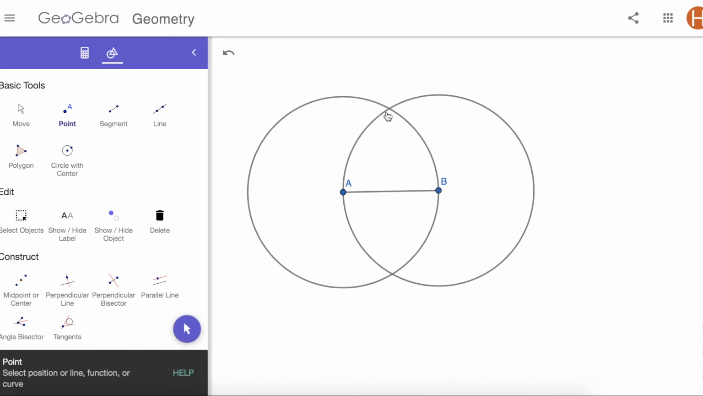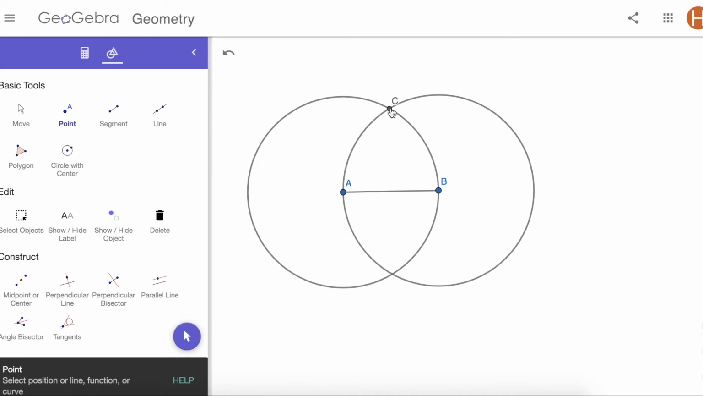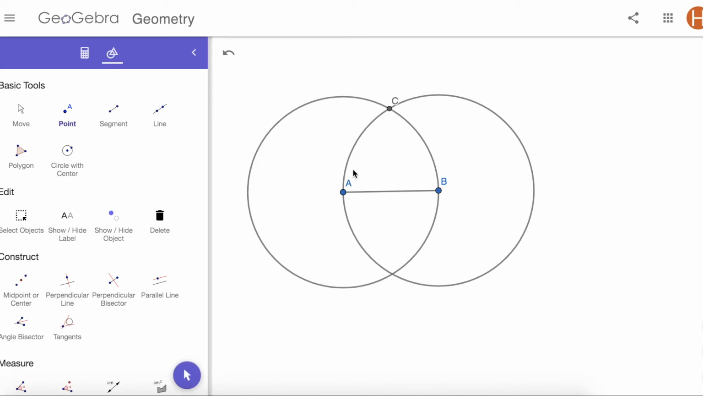If I put a point where the circles intersect, C is equidistant from A and B. So I know that CB is going to be the length of the radius of circle B, and CA is going to be the length of the radius of circle A. Since I constructed the two circles using the segment AB, the radius of circle A is the same as the radius of circle B. So this should give me an equilateral triangle.